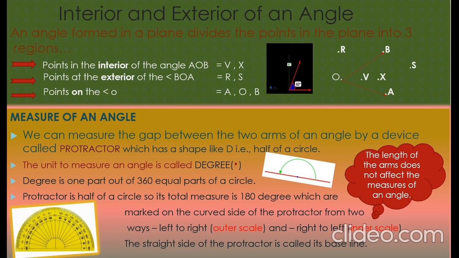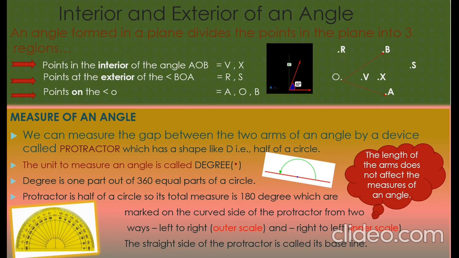And once the angle is formed, we need to measure it also. So for measurement of anything, you must have one instrument or device as well as a unit to show what you have measured. So we can measure the gap between the two arms of an angle by a device called protractor, which has a shape like English alphabet D. You can also understand it like half of a circle or a semicircle.